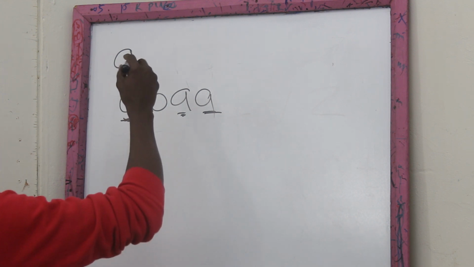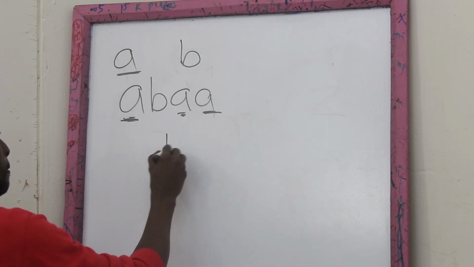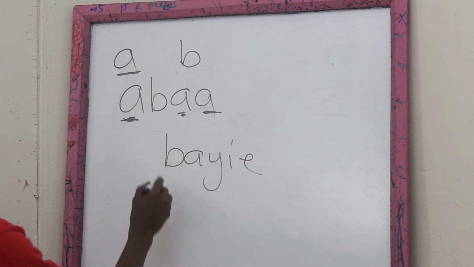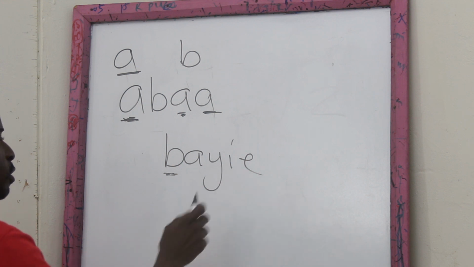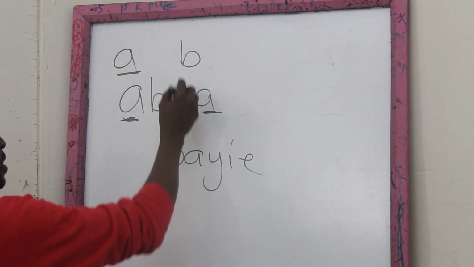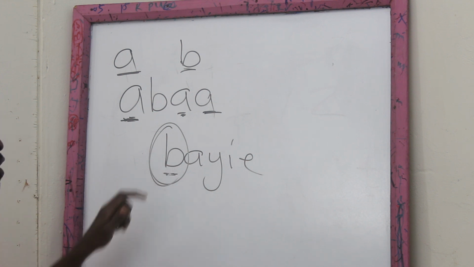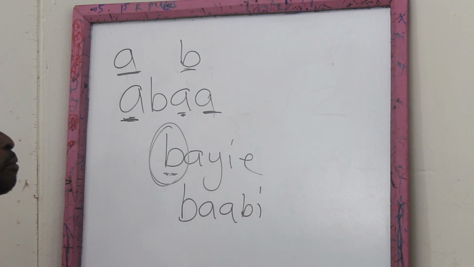And let's move on to the next sound, B. B. Be ye, as in witchcraft. The meaning of be ye is witchcraft. And this B sound appears at the word initial position of be. Baby. Somewhere, baby. B.